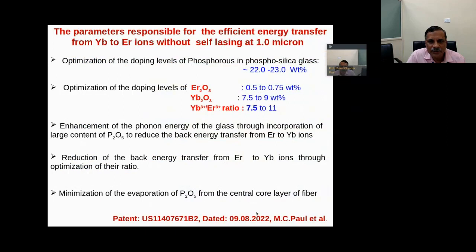The main important parameters are that phosphorus doping should be 22 to 23%, erbium oxide 0.5 to 0.75, ytterbium 7.5 to 9, and the ytterbium-erbium ratio optimized at 7.5 to 11. This optimization reduces the back energy transfer from erbium to ytterbium ion. Minimizing the evaporation of phosphorus is also very important. Otherwise, the photon energy of the center portion of the erbium ytterbium ion will be different from that of the surrounding portion.